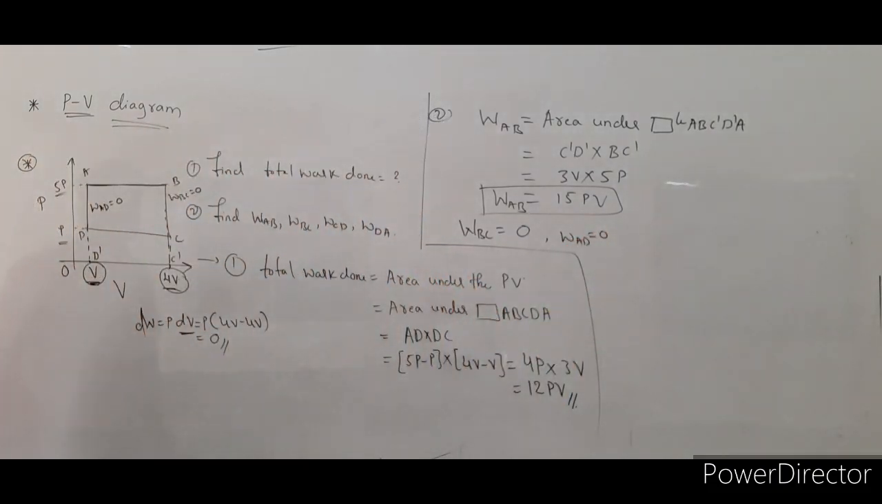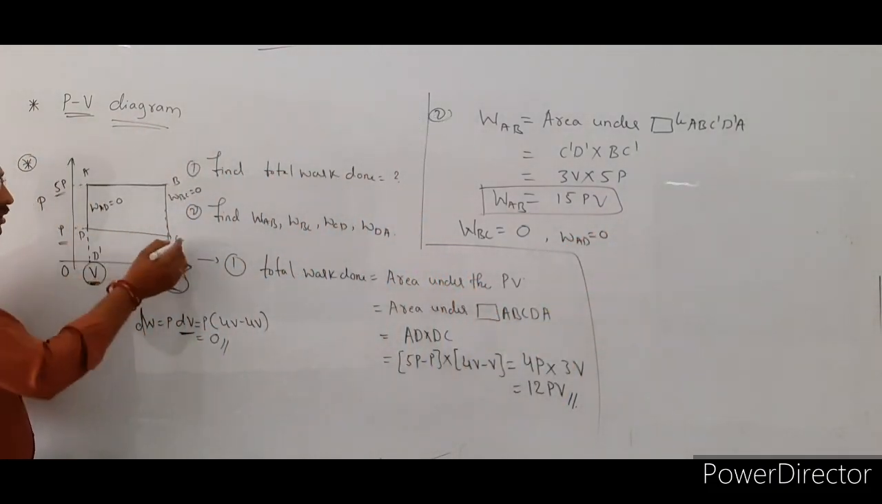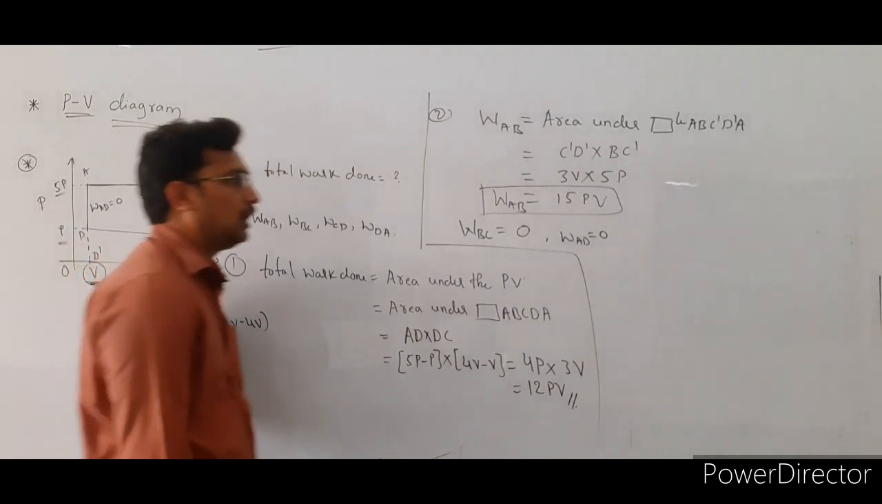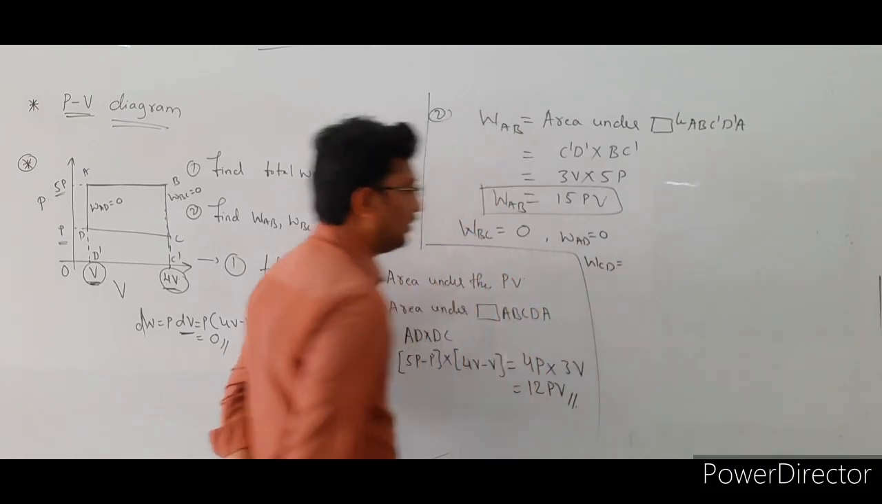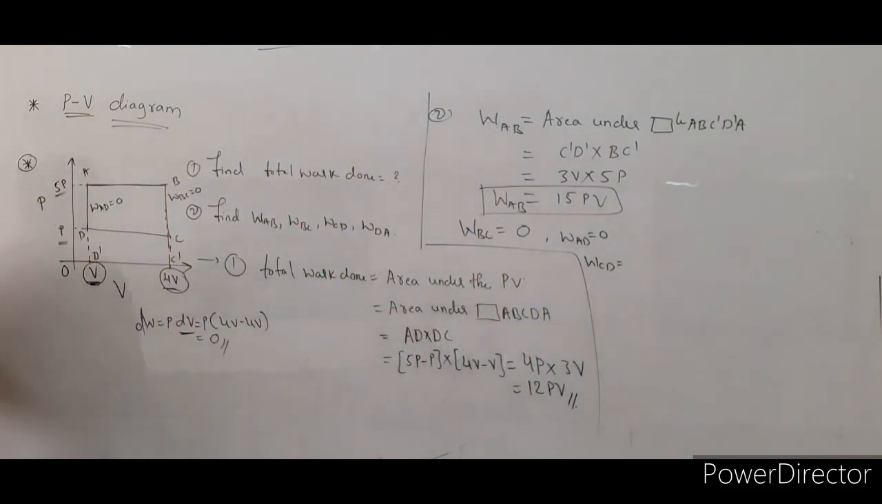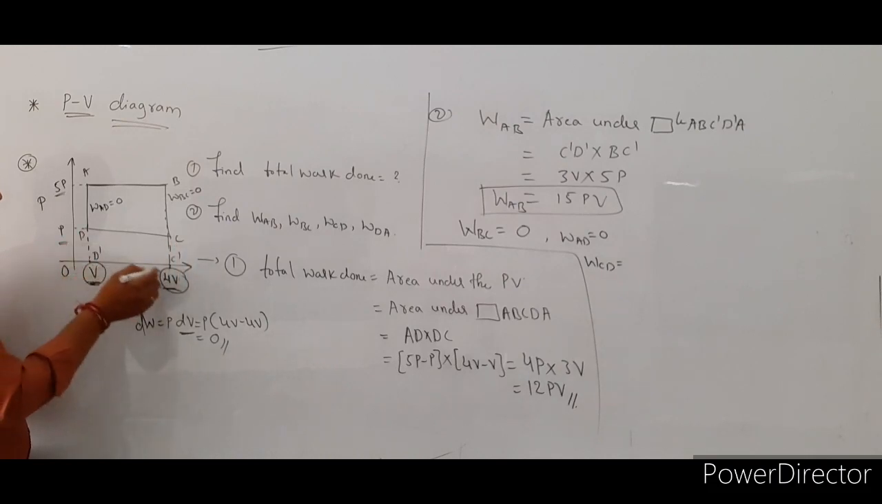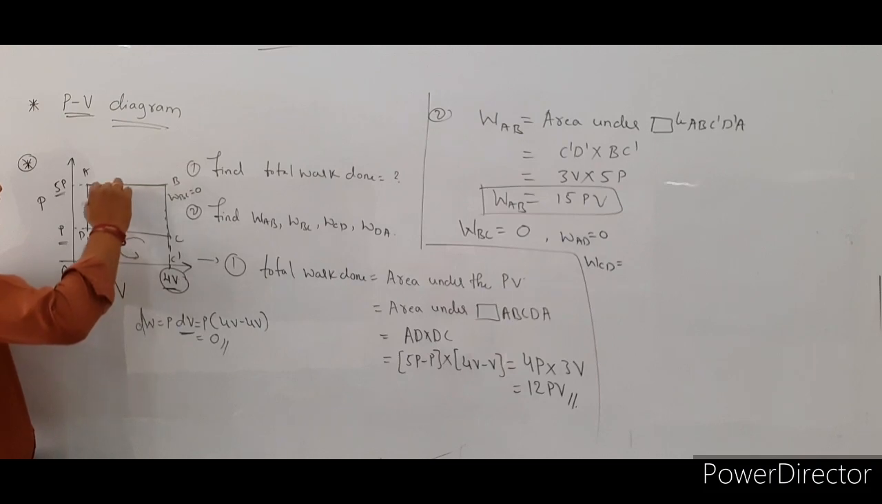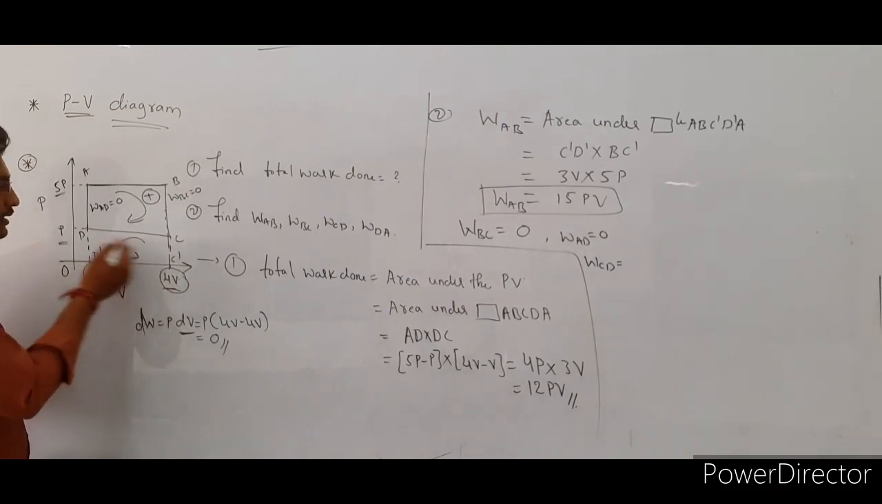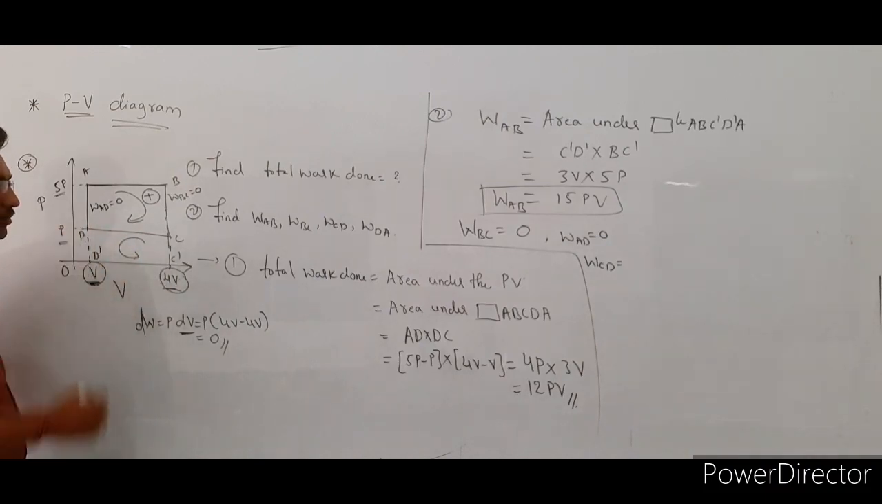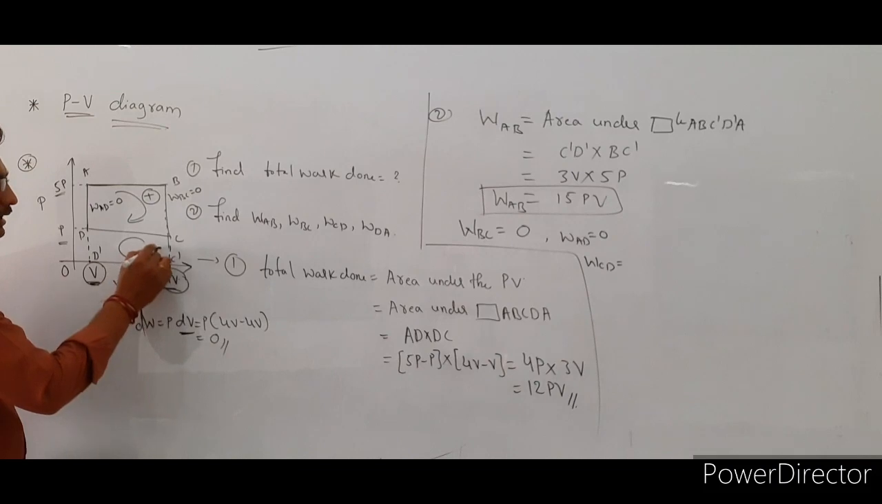And the next one, the work done along CD. So first we have to consider the closed loop, that is C, D, D dash, C dash. This is in the anti-clockwise direction. In the first case, the work done along AB is in the clockwise direction, so it is considered positive. But here, we are going to find the work done along CD, which is in the anti-clockwise direction, so it is taken as negative.